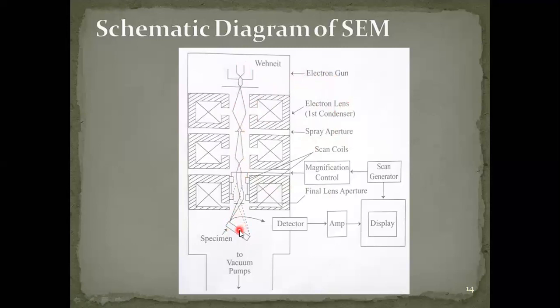Then what happens after falling on the sample? It goes to the scanning system, this part, right? So images will be formed. This will be detected by the detector and the signal will be amplified and displayed via the scan generator. So what happens is images will be formed. I will show you how the images are formed. So rastering the electron beam across the specimen by means of the objective lens.